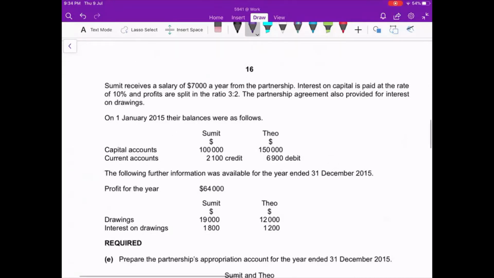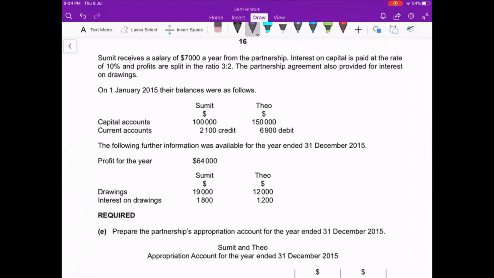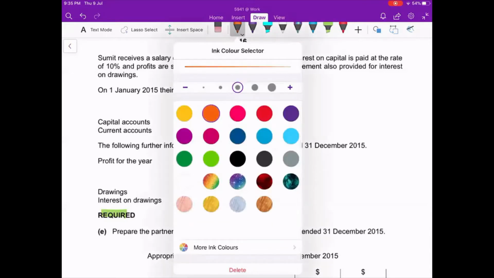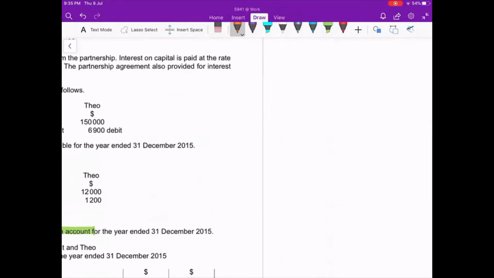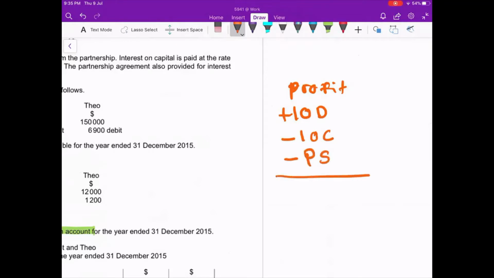Okay, next one, they give some information and I want to read the required first. The question asks me to prepare the appropriation account. Okay, partnership appropriation account. Let me recall how the appropriation account looks. It's very easy to remember. You take the profit, plus IOD, minus IOC, minus PS, and then you get the answer.